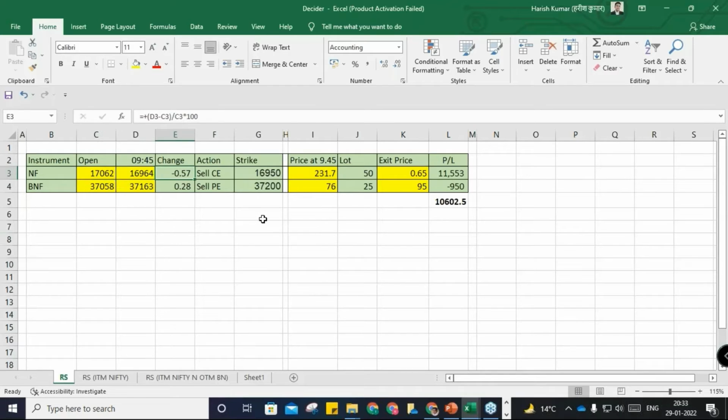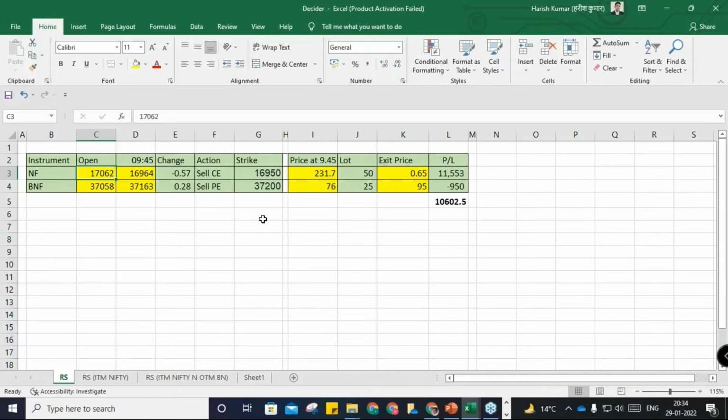It will calculate the change of both the indexes automatically. What you have to do, you have to sell call of this. So what this sheet is doing, we are just taking the base of open price, and we are calculating from the open price which index is strong, not from the close of the last day. So we are just calculating the relative strength from the open price.